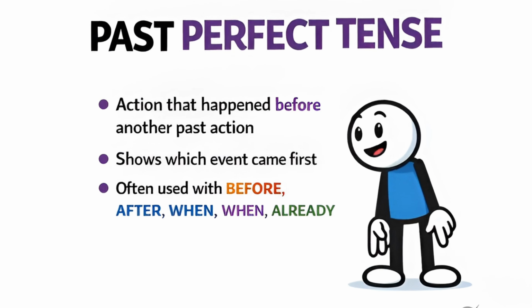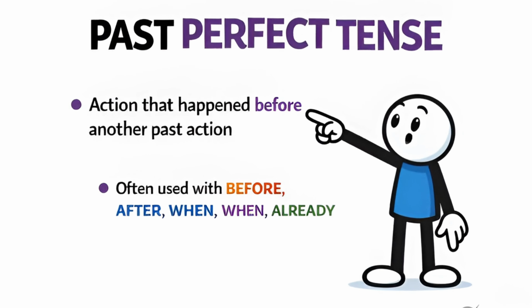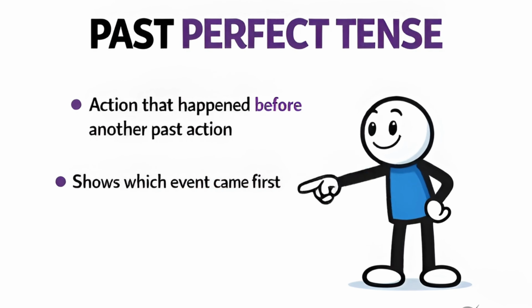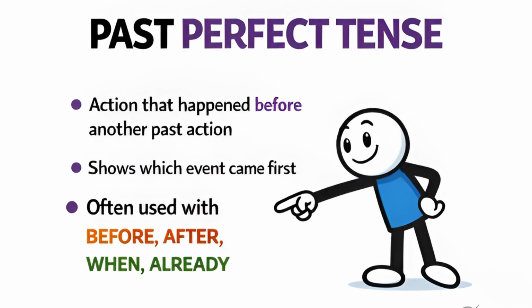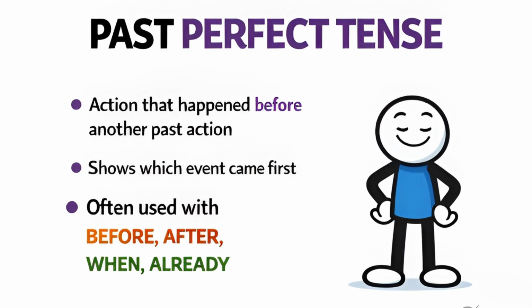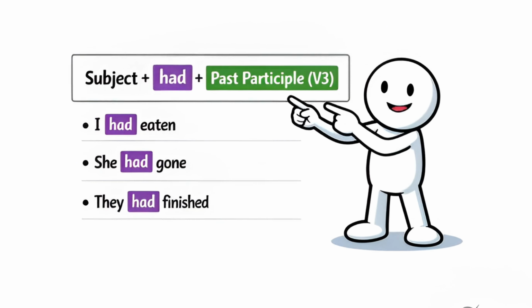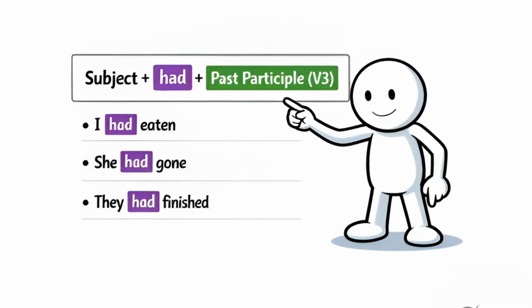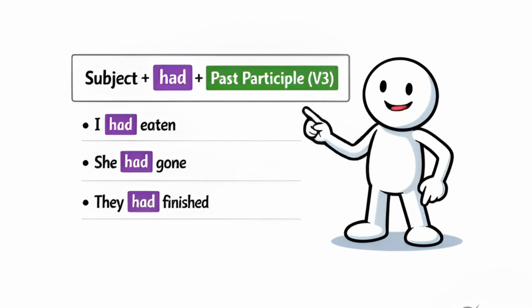Past perfect tense is used when one action happened before another in the past. We often use it with before, after, when, and already. The formula is simple. Subject, then had, then the past participle. Had is used for all subjects. I, he, she, we, they, always had.